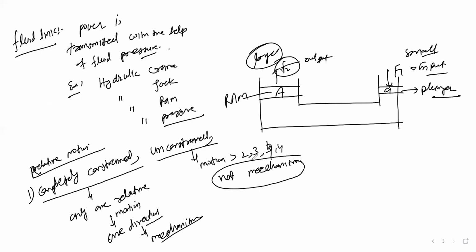Similarly, next we will discuss this. This is important: you remember what is meant by completely constrained and unconstrained motion. If the mechanism is moving in more than one direction, that is called unconstrained. Next, we will discuss the important topic, the kinematic pair.